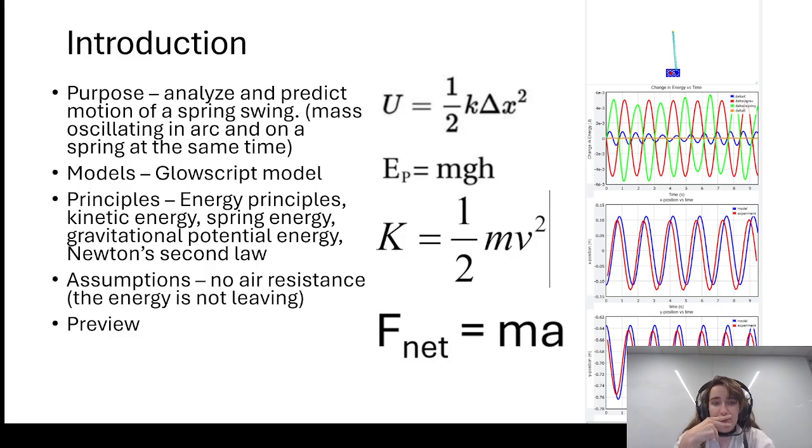Models: we use a GlowScript model written in Python. Principles: we use energy principles such as conservation of energy, kinetic energy, spring energy, gravitational potential energy, and of course our favorite, Newton's second law. Assumptions: our assumptions are that there is no air resistance and no energy transfer to surroundings, so the energy is not leaving the system. A preview of the results is at the right, with those graphs and the model.